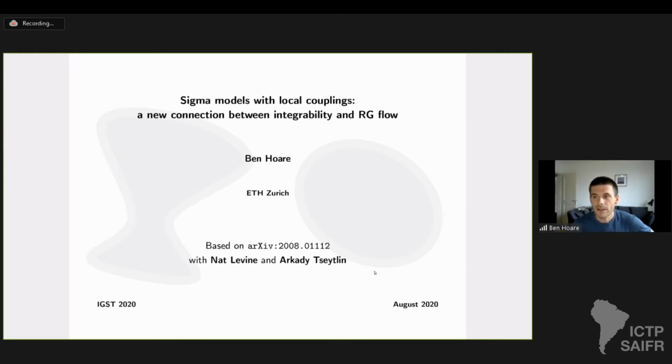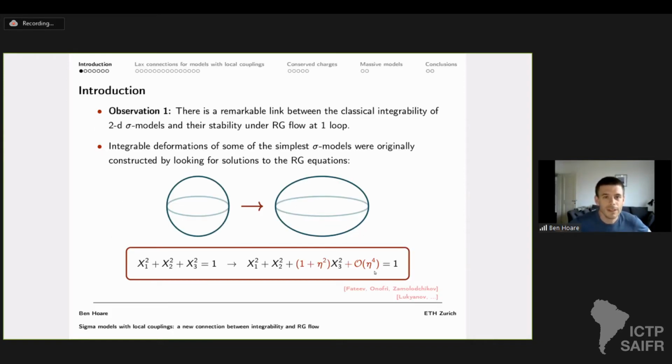Okay, so let me start. What I wanted to do is first motivate what I'm going to talk about today by discussing two observations. The first one is a remarkable link between classical integrability of two-dimensional sigma models and their stability under renormalization group flow, at least at one loop. The origins of this idea go back quite a long time, to the early 90s, when integrable deformations of some simple sigma models were constructed by looking for solutions to RG equations.